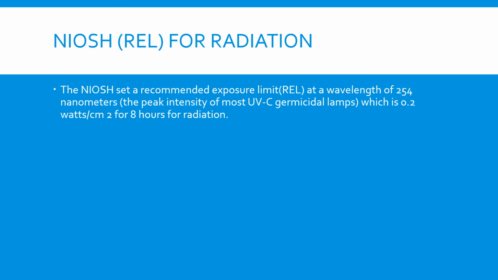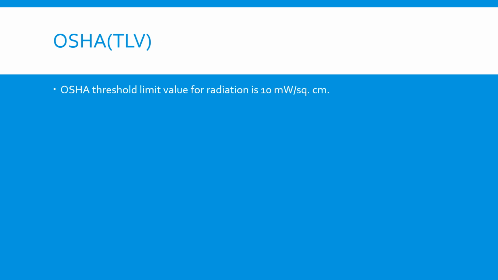So the NIOSH, or the National Institute for Occupational Safety and Health, set a recommended exposure limit, or a REL, at a wavelength of 254 nanometers, which is 0.2 watts divided by centimeters squared for 8 hours of radiation. And as always, the Occupational Safety and Health Administration, or OSHA, has its own threshold limit value for radiation. And OSHA's threshold limit value for radiation is 10 mW divided by square centimeters. And that's all.